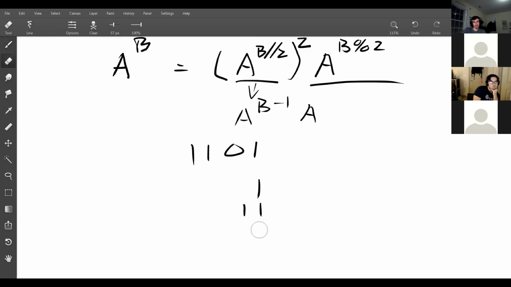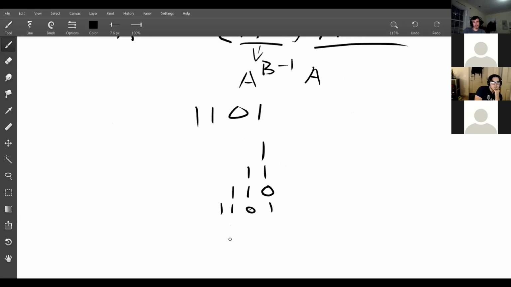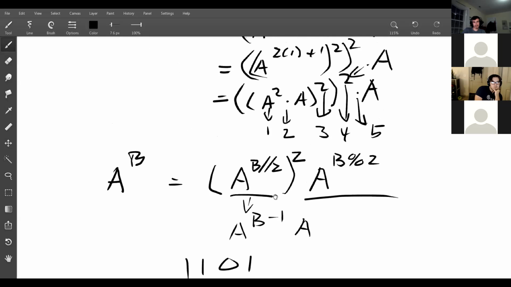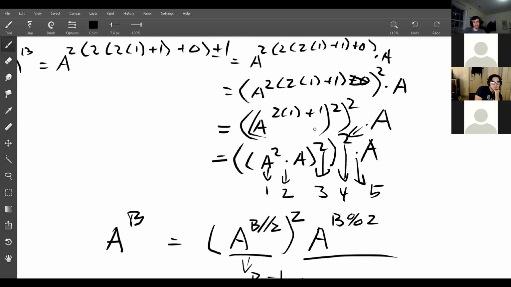So then we'll shift this over again. We'll get 1, 1, 0. So now, because we want a 0 in this position, we don't want to do that extra multiplication by a again. And then we shift it over again. We would get 0, 0. But then we can just multiply by a again to get that we've multiplied a by itself 13 times.